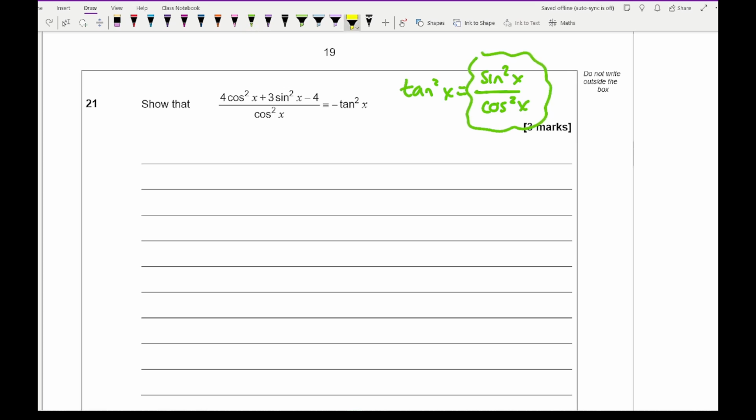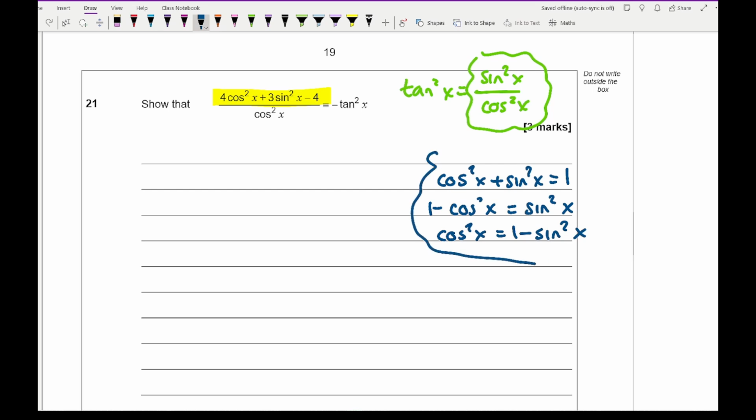Now at the top, on the numerator, you can see I've got a mixture of cos squared and sine squared. So if I take the trig identity of cos squared x plus sine squared x equals 1, and I make cos squared x the subject, I can have that cos squared x equals 1 minus sine squared x. Now from this, as I want to try and make the numerator have sine squared x, I'm going to use this substitution and substitute that into my numerator.